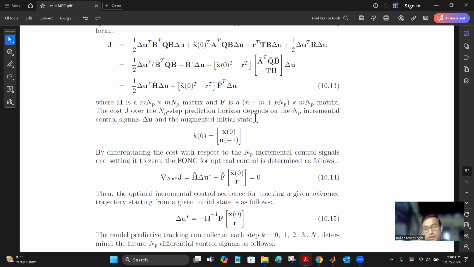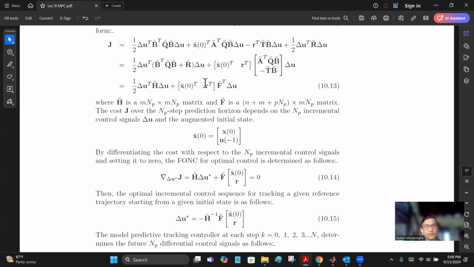We eventually get to the same format we had earlier. What is that? Half U or delta U, H double bar or H bar, delta U or U, right? So you just need to replace the terms. Earlier it was U, now it is delta U. Earlier it was H bar, now it is H double bar. Right here, you had F bar transpose U, now it is delta U. And before X double bar, you had X0, now it is X0 transpose R transpose, right?